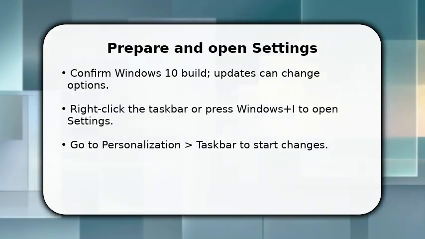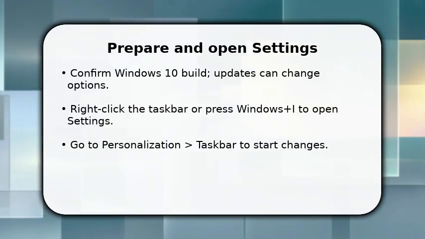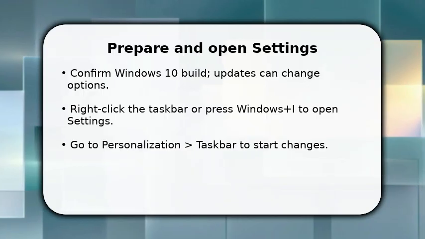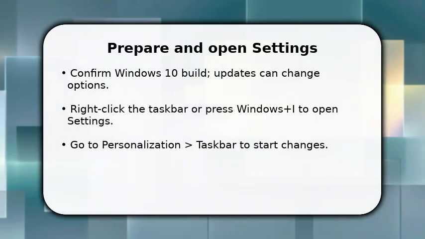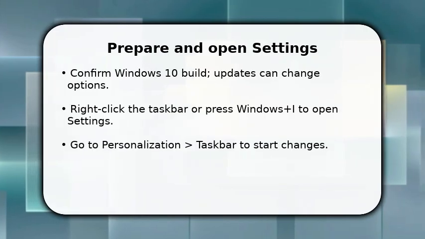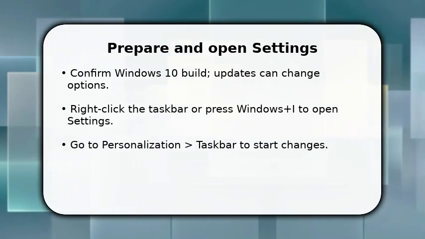Make sure to navigate to personalization, then select taskbar so you're editing the right area. I'm guiding you step by step so you don't click around blindly. Follow these initial steps, and we'll move into the adjustable options next.